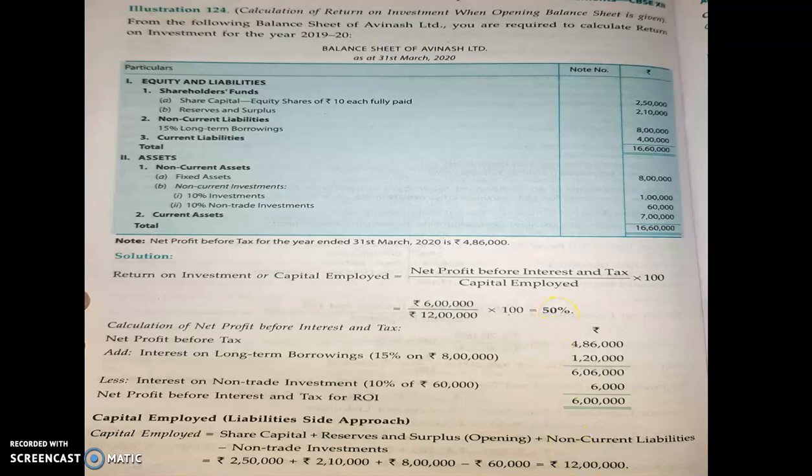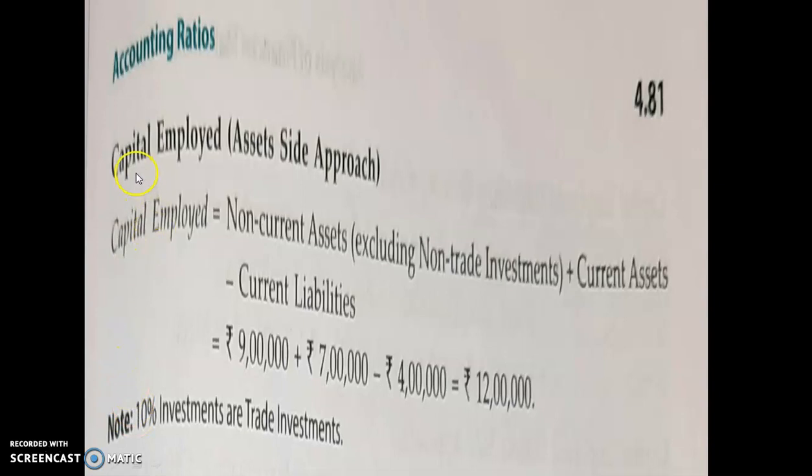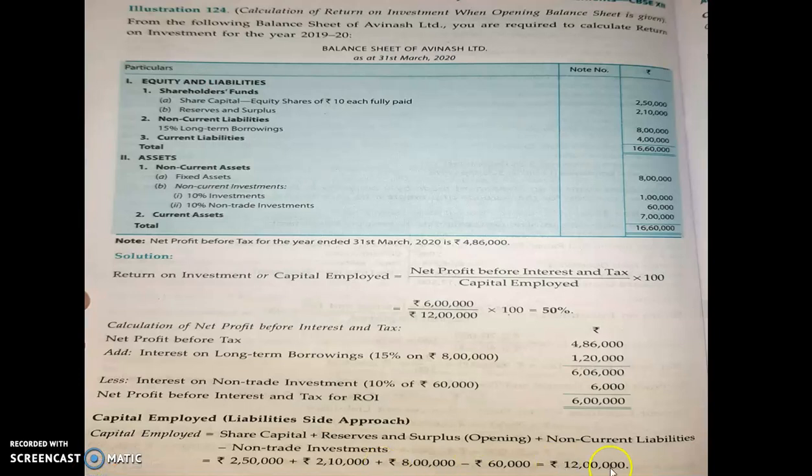See, this 12 lakh we can get using the asset approach also. Capital employed by asset approach is equal to non-current assets. Under non-current assets, don't take non-trade investment. Okay, and plus current assets, it is working capital: current assets minus current liabilities. After calculating this, you will get 12 lakh as your capital employed. So that 12 lakh you have already received under the liability approach, that you have substituted, and you got the answer as 50% return on investment.